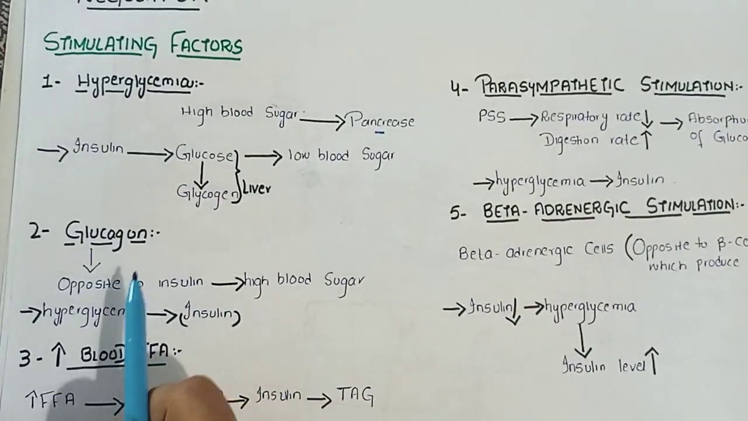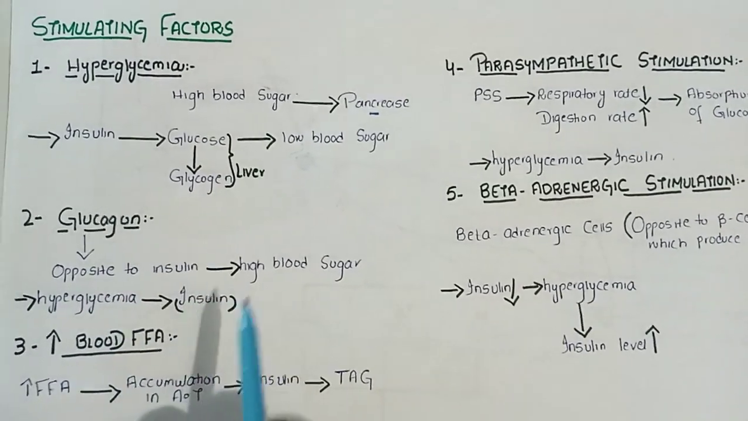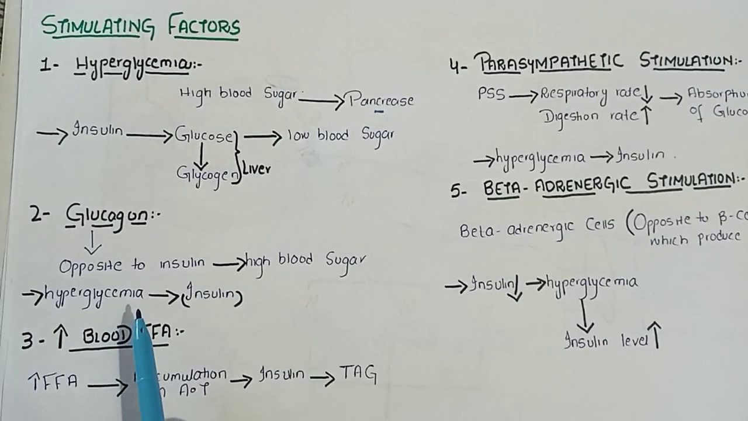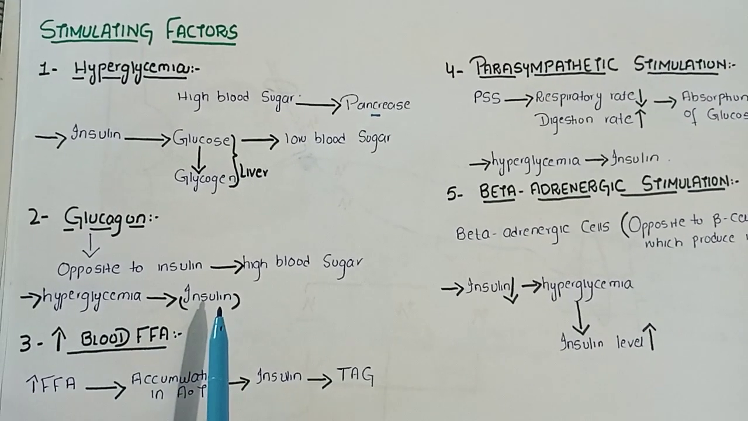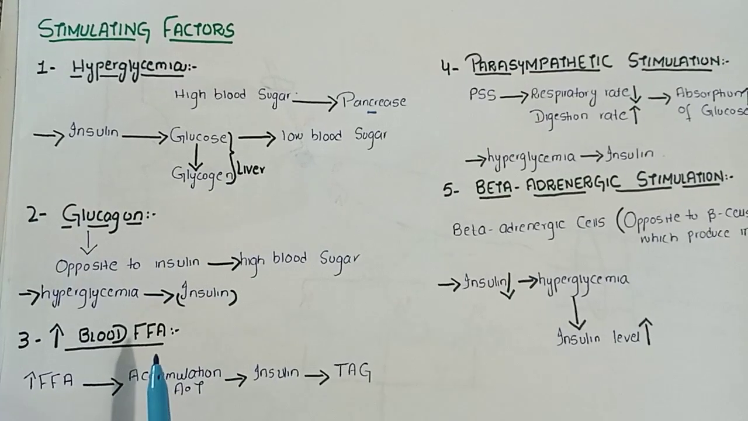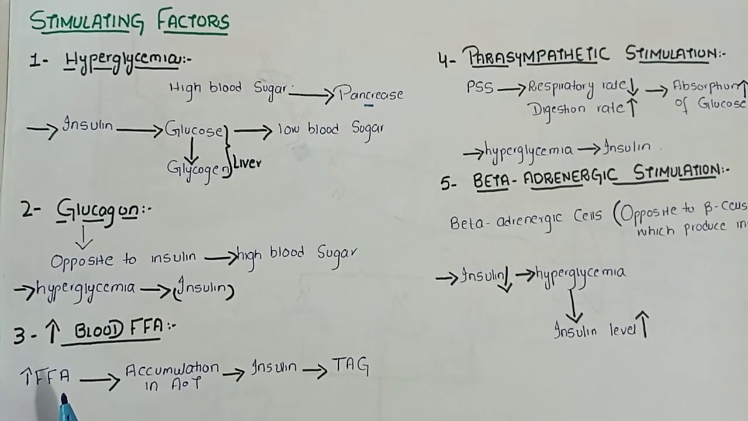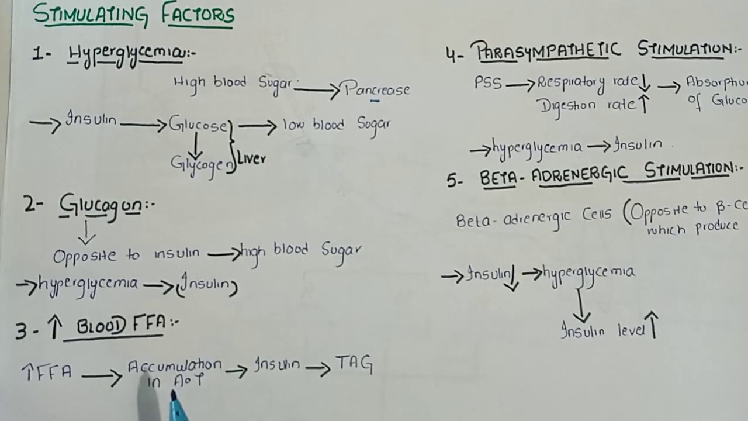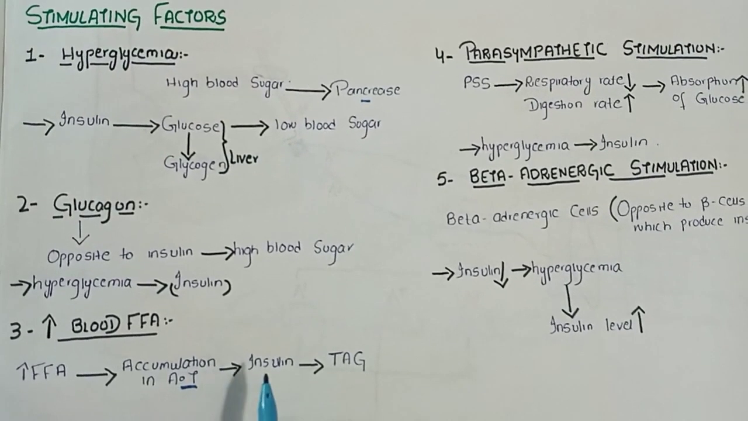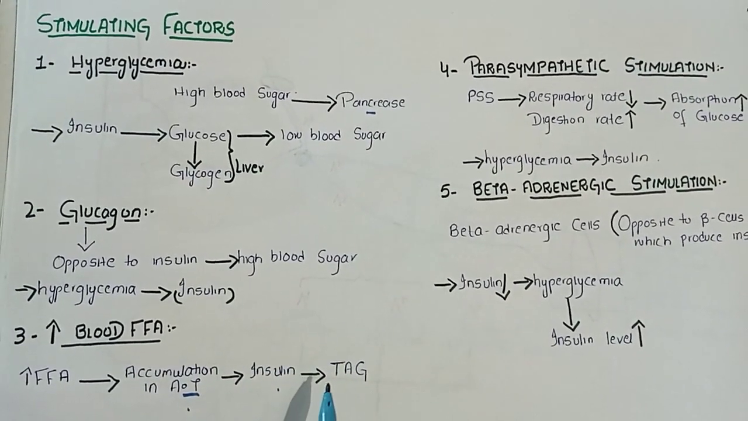The second factor is glucagon. Glucagon is the hormone which is opposite to insulin, and it will cause high blood sugar level, in other words it will cause hyperglycemia, and hyperglycemia is the stimulating factor of insulin, as I told you before. The increased blood free fatty acid concentration also stimulates insulin secretion. When there is increased free fatty acid concentration, then there will be accumulation of fatty acid within the adipose tissue, and this will stimulate insulin to convert the fatty acids into the more good type of fats known as triacylglycerol.